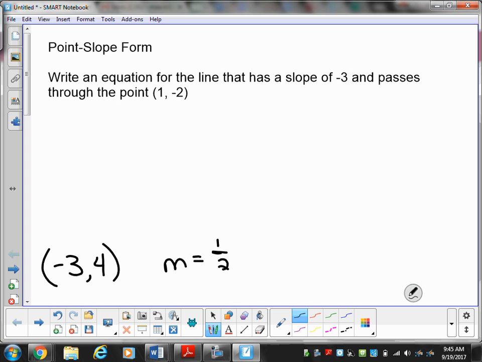Point slope form. Does anybody remember what point slope form looks like? Or let's jump back. What was slope intercept form that we talked about yesterday? Y equals mx plus b. Okay. So point slope form, we don't know the y-intercept, but we know a point and a slope. So does nobody remember it?